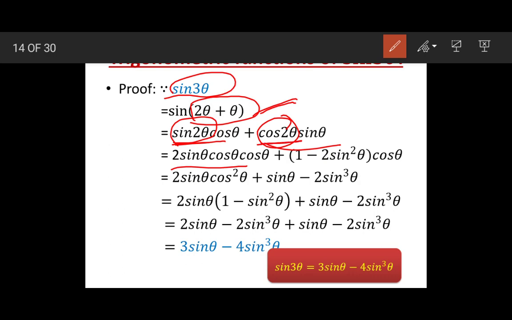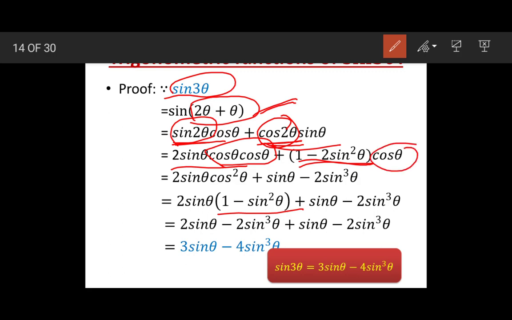But for cos 2 theta, there are many formulas, right? So out of that we have to use the sin theta formula. Means I am interested in converting cos 2 theta only in terms of sin theta. So for that I am going to use 1 minus 2 sin square theta into sin theta. Now here I am getting cos square theta. So for cos square theta, what I have to do? I have to convert this cos square theta again in sin square theta.